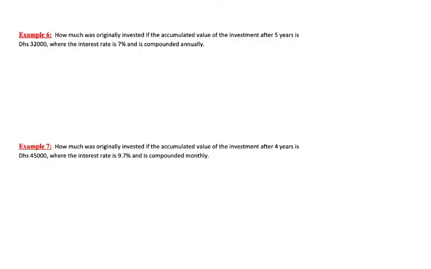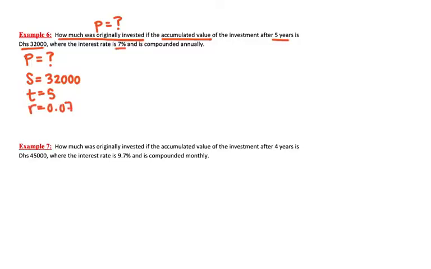Okay, these next 2 questions are a little bit more complicated. Let's just start reading and find out why. It says, how much was originally invested? So in this case, we're not sure about P. We don't know how much money was originally put in the bank, but they're saying the accumulated value is 32,000. So the future value is 32,000. And it said it was a period of 5 years, T equals 5. The rate is 7% and compounded annually. That means M equals 1 time per year.